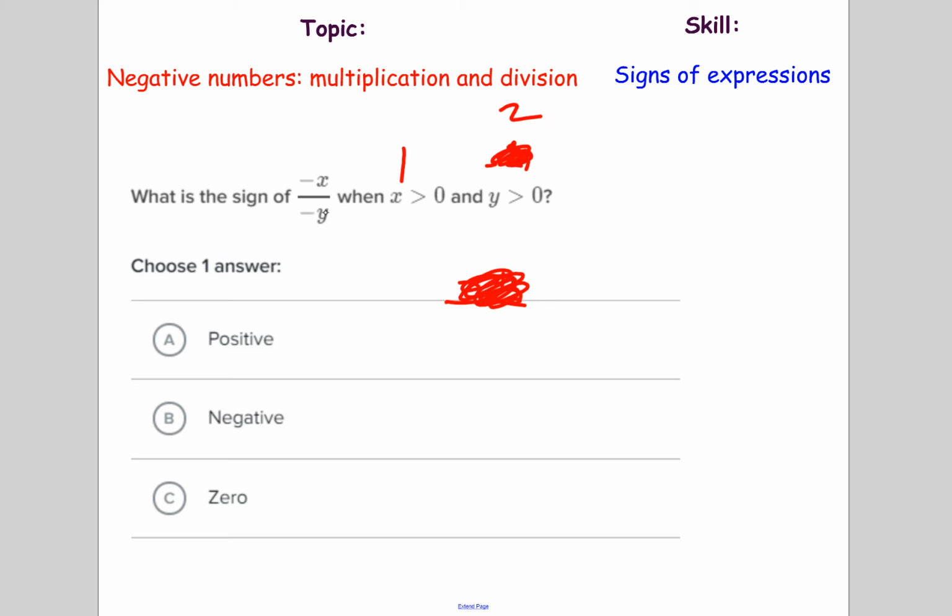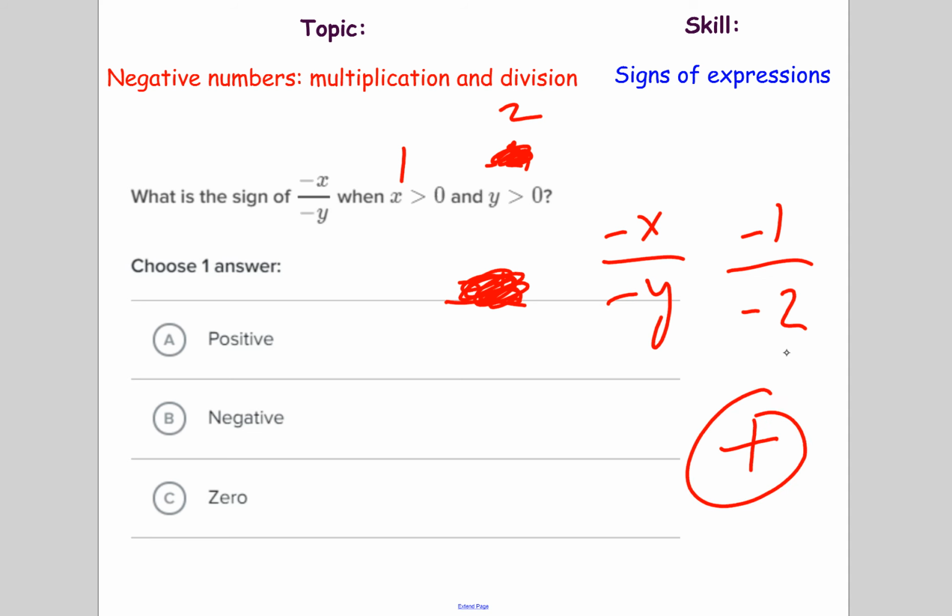All right? So negative X over negative Y is going to be, well, -1 over -2, right? The negative signs out front, and then I just replace X with 1, Y with 2. Well, a fraction bar is a division, so a negative divided by a negative is going to give me a positive answer. Remember, when a bad thing happens to that bad person, that's good. So it's going to give you a positive answer.